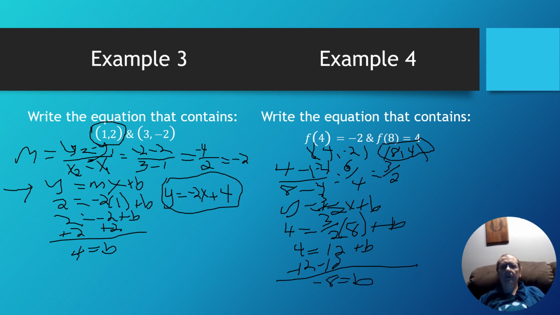So again, I got to rewrite my equation. So it's y equals 3 halves x plus b, which is plus negative 8 or just minus 8. And there we go.